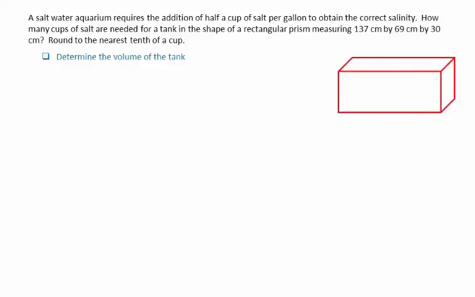Here we first have to determine the volume of the tank. This tank is in the shape of a rectangular prism. The volume of a prism in general is equal to the area of its base times its height. Once we figure out the volume, we convert to gallons and then to cups of salt using conversion factors.